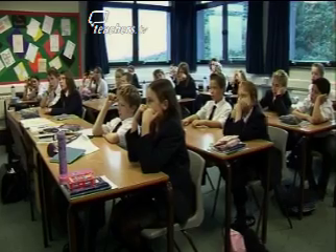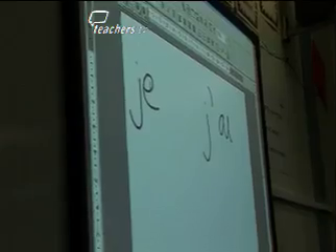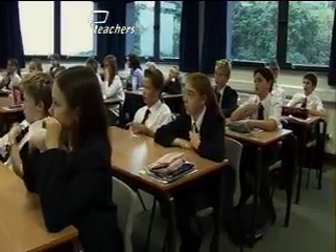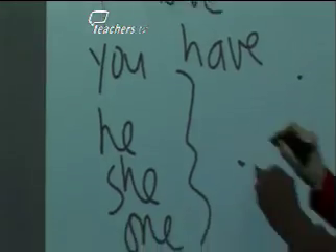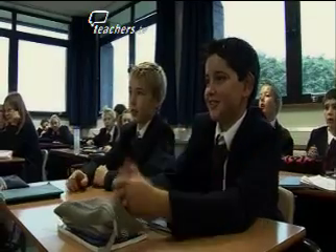OK? Toute la classe. Je. J'ai. Bien. So all the time, what I'm trying to do is trace a memory pathway in their brain so that when they want to say I have, they don't even have to think about it, they're just going to say j'ai. And if they get stuck and they do the movement, that will prompt them to think j'ai.